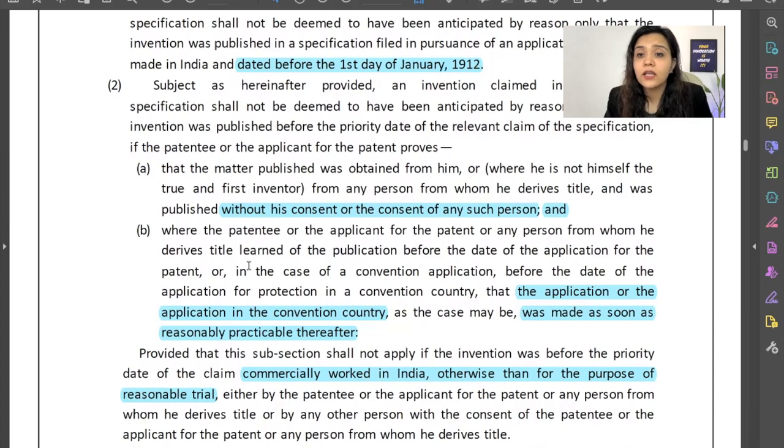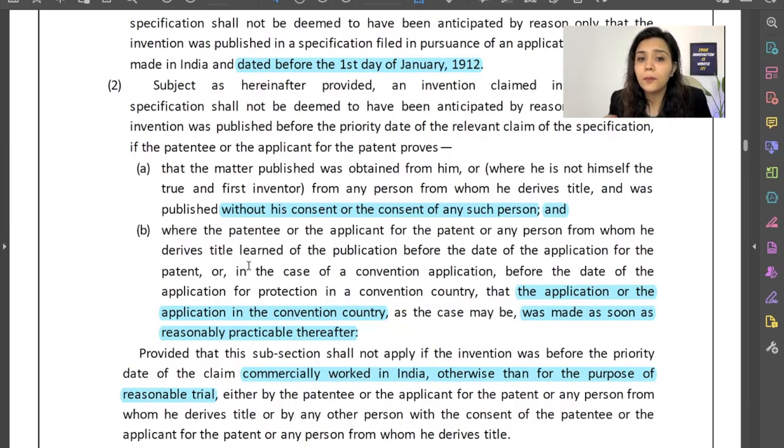It says that in all other cases, if your invention is published before the date of priority, then you cannot get a patent on it, or your invention would be considered as anticipated. But in certain cases, it will not be considered as anticipated. And that explanation is given in subclause A and subclause B.